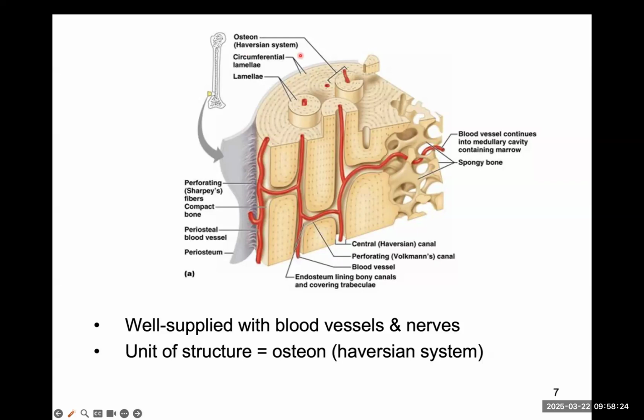I'll give you credit if you answered either one of those, but I want you to know both because not everybody's consistent when they write papers or articles. They might use a term that they learned before, the old term, which is the Haversian system. So if you find an old article, they might be calling it this, and if you don't know this one, then you'll be confused.